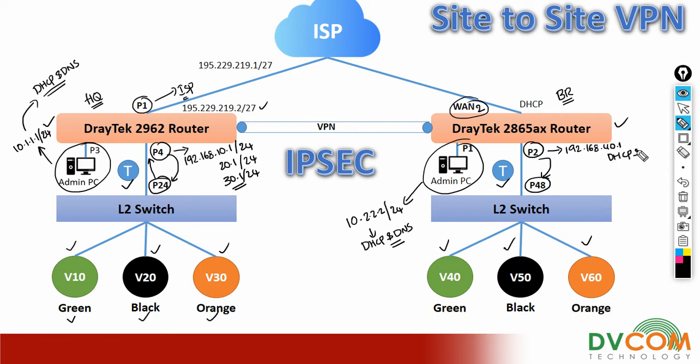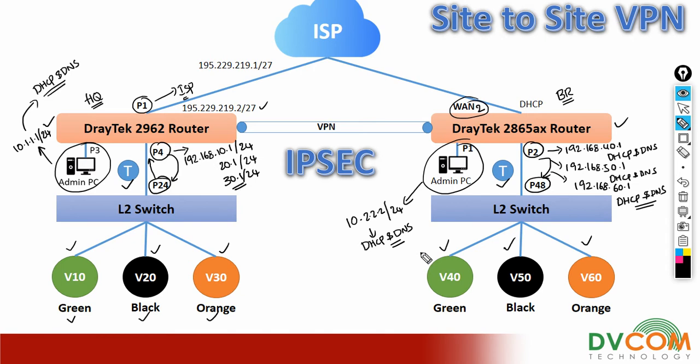and I have configured DHCP and DNS. I have configured 192.168.50.1 as the gateway for VLAN 50, and I have enabled DHCP and DNS. And for VLAN 60 I have configured 192.168.60.1 and I have enabled DHCP and DNS. So these are the configurations which I have done in my DrayTek routers.